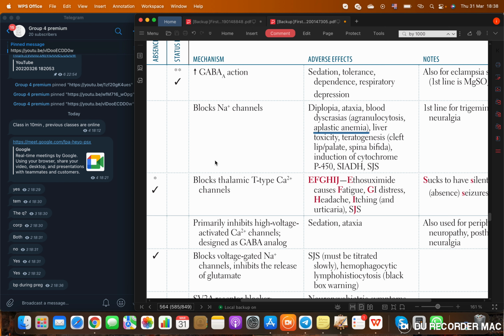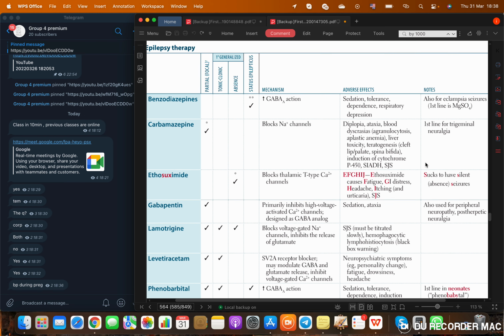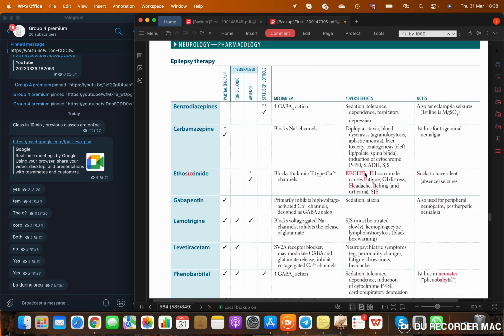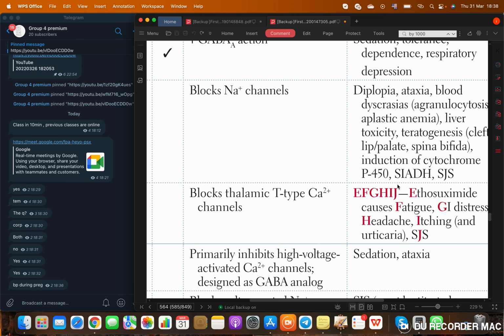In case of aplastic anemia, you'll have loss of all types of cells, not only RBCs. Liver toxicity can occur, and teratogenesis, meaning if the patient takes it when she's pregnant, she has a high risk of having a child with defects, including cleft lip and palate and spina bifida. It can induce cytochrome P450, which can lead to drugs being metabolized much faster, which decreases their activity in the long term. Something that is high yield, these two.